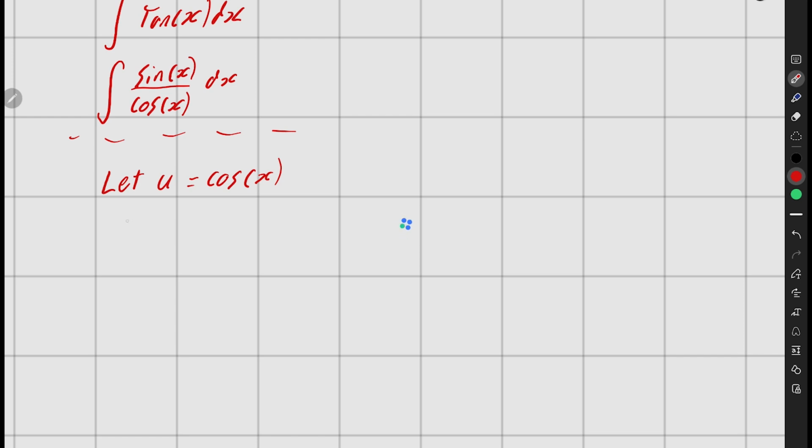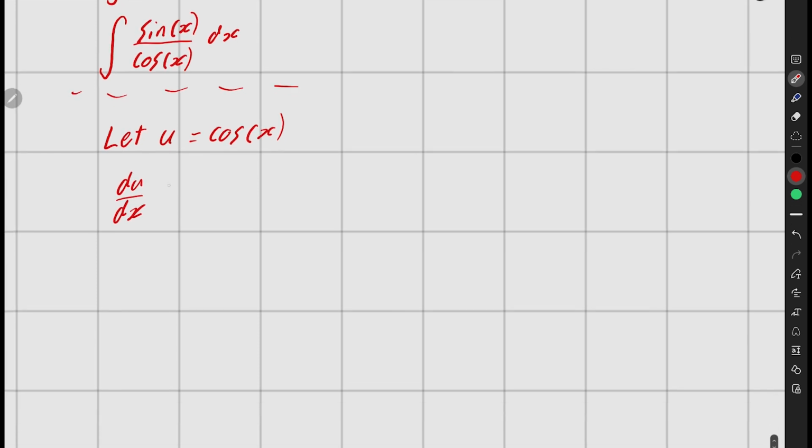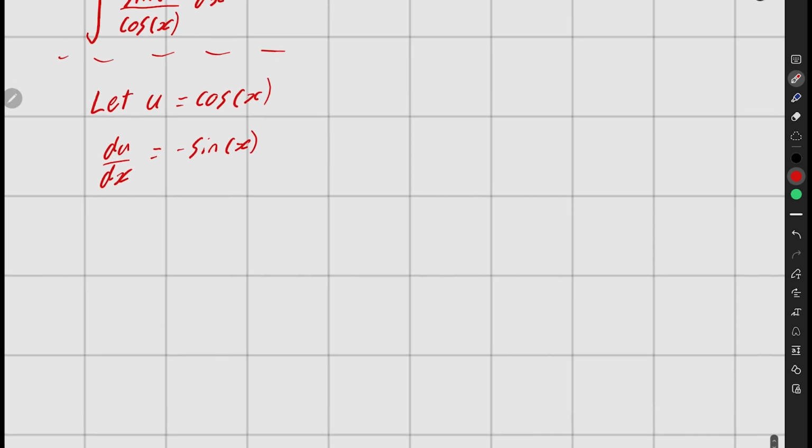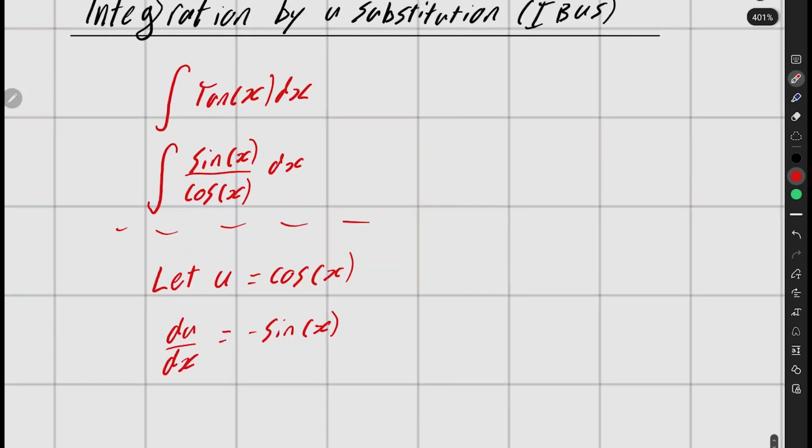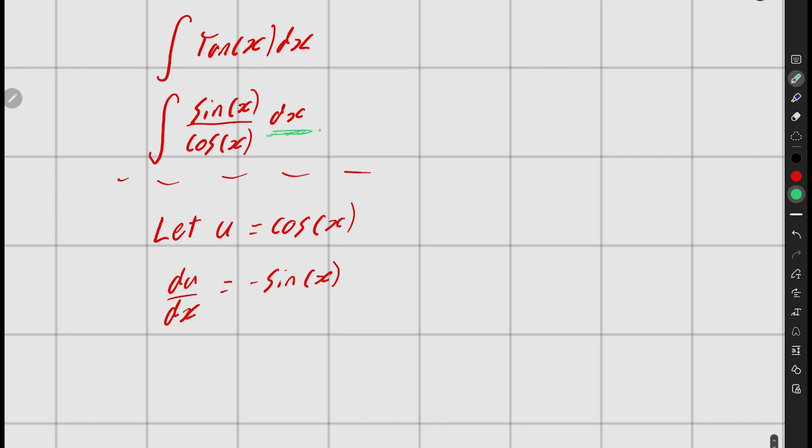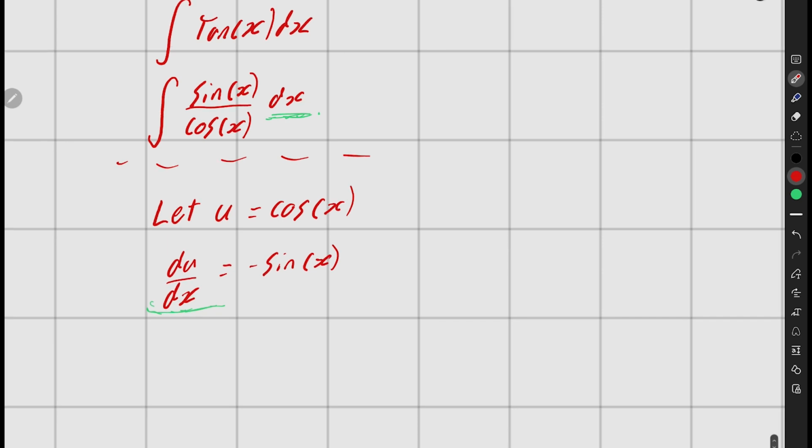So what we need to do next is set du over dx. That's the derivative of u, which is cos of x. And we know cos of x, its derivative is negative sine of x. And as you can see with the original integral, we have dx on the end. And we have du over dx equals negative sine x, because we've taken the derivative of u with respect to x. What we need to do next is solve for dx so we can substitute it back into the original equation.